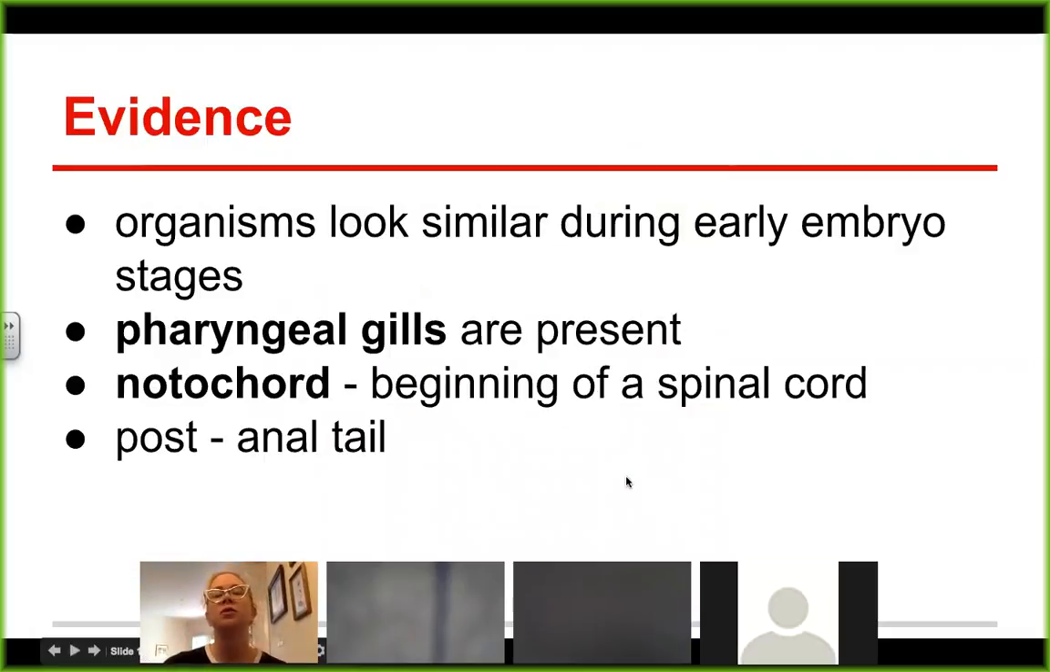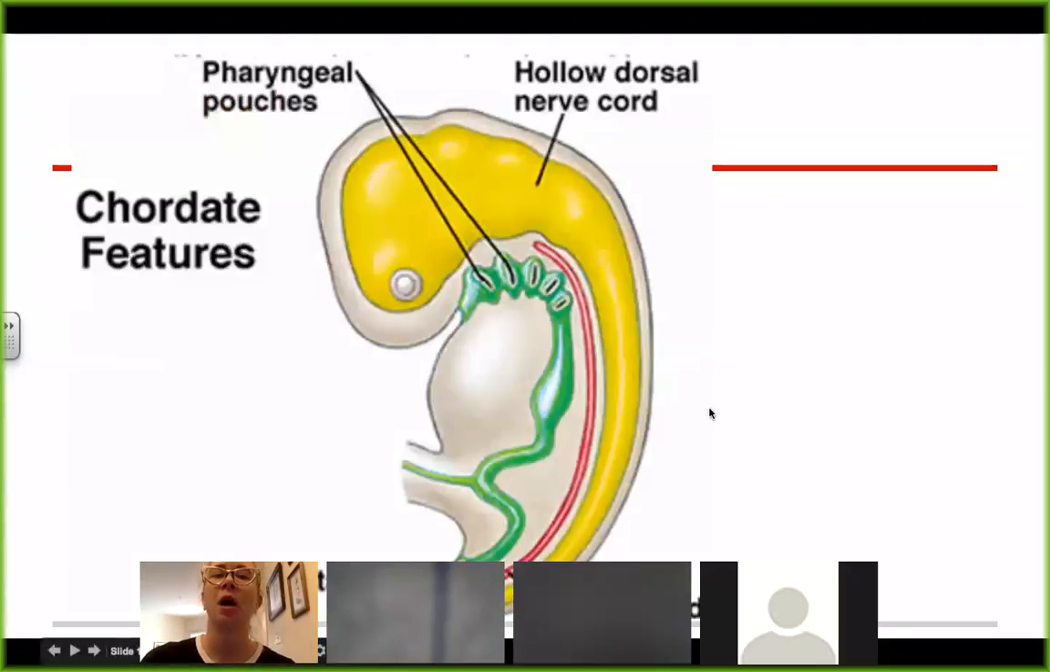So organisms look similar during early embryo stages, right? Especially if they're animals, they have certain characteristics present, which we have already talked about, and I will bring up again in a second. Again, these are the chordate features. So we're looking at all things from the phylum Chordata, which we're going to talk about in a moment, what phyla are.